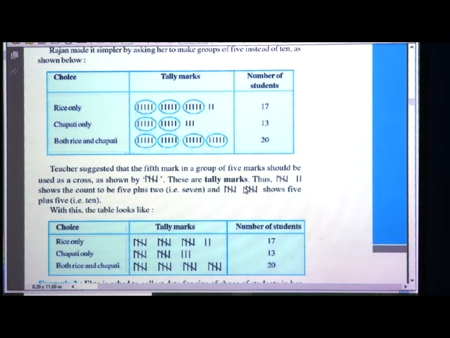These are tally marks. Thus, 1, 2, 3, 4 and 5, and these 2 count 7, showing the count to be 5 plus 2, that is 7. And here 5 plus 5 shows the count 10.